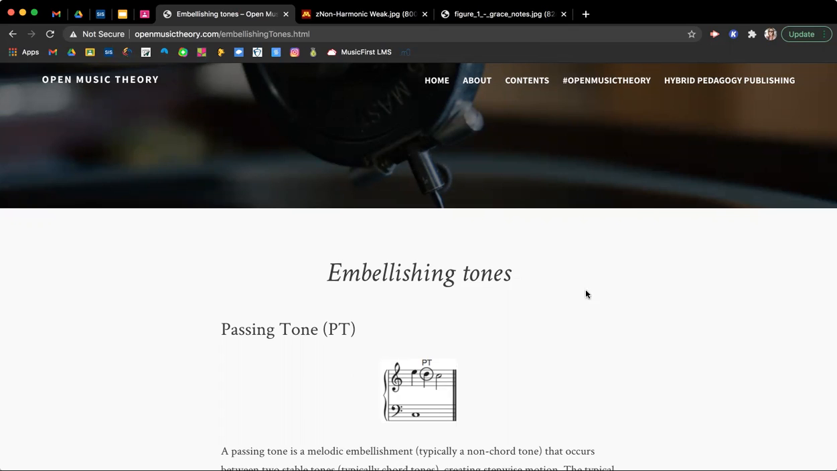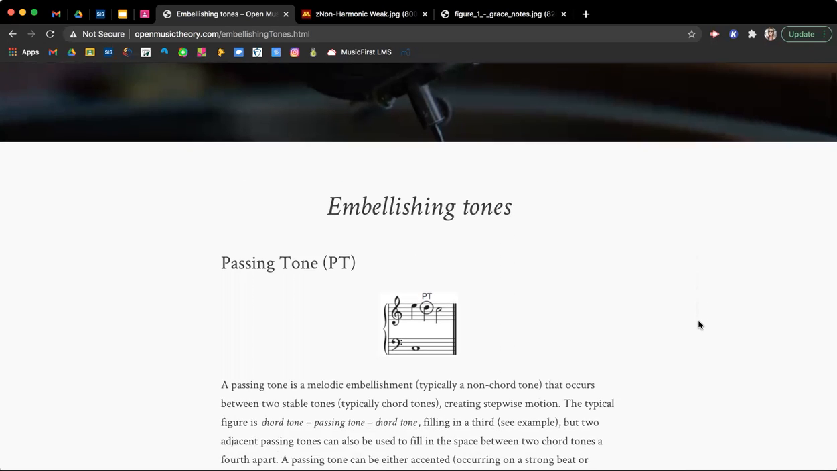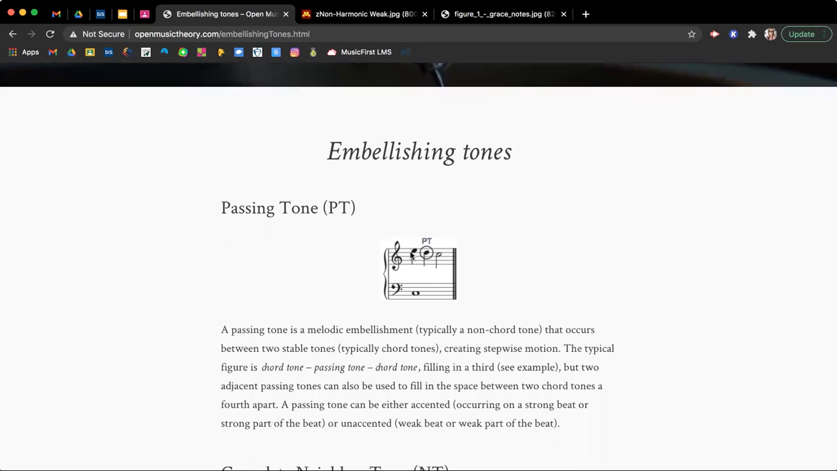So the first few embellishing tones I want to talk about are ones that we've seen already. We saw them when we started with counterpoint. So we have our passing tone, where we basically are filling in a skip between two notes, and it can be in either direction. It can be descending or ascending, but the key to a passing tone is that it's going to continue, right? That ascending or descending motion is going to continue back to a chord tone.